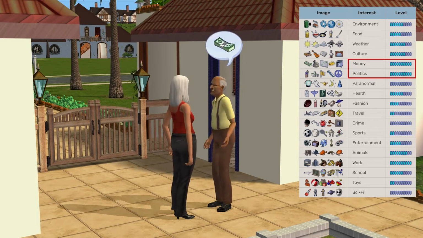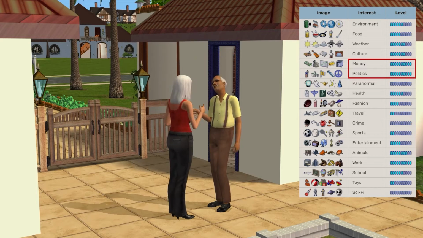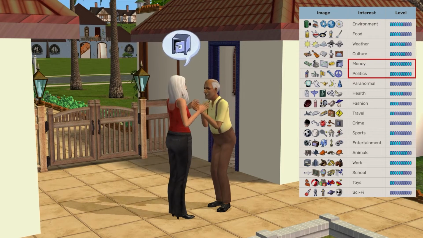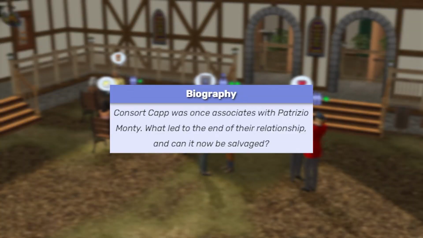Like Consort, Patrizio is also very interested in money and politics. As I mentioned earlier, Consort's bio tells us that he and Patrizio used to work together, which makes sense given those common interests. Consort's bio says, "Consort Cap was once associates with Patrizio Monti. What led to the end of their relationship, and can it now be salvaged?"